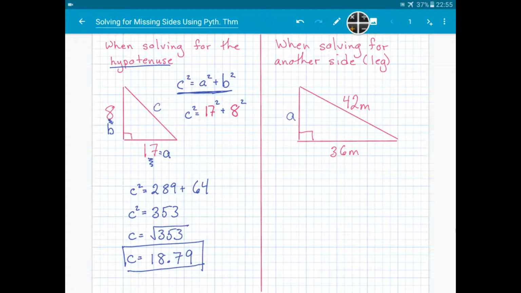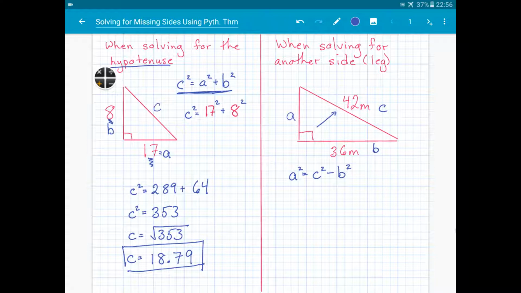So let's go over to the other side here. This time we're going to solve for a side that is not the hypotenuse. So the formula we've been using, a squared equals c squared minus b squared. Now it matters which side you label as which, because the side across from the right angle is the hypotenuse, and we always label that with a c when we're using Pythagorean theorem. Now we can just label the other side b.